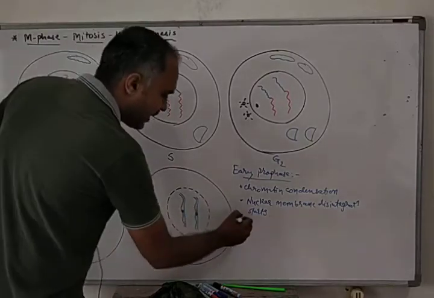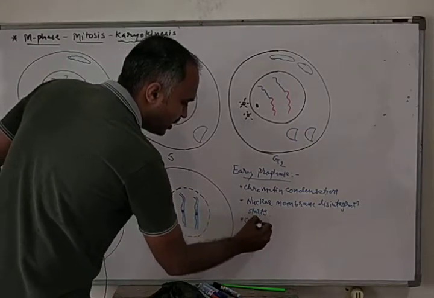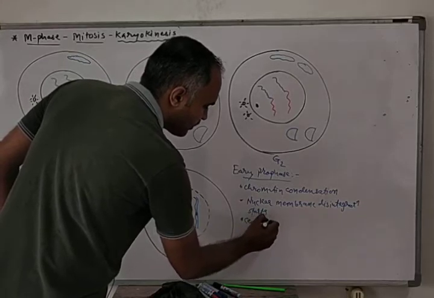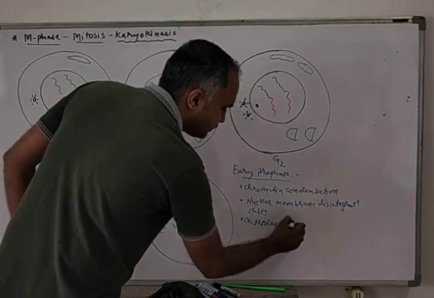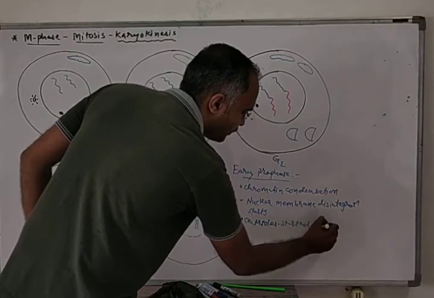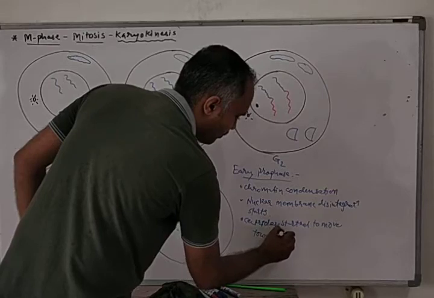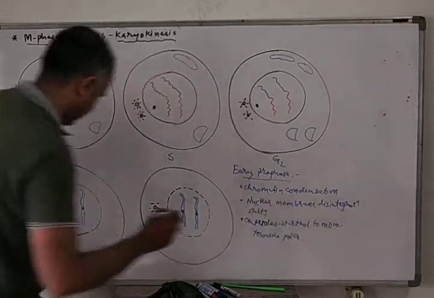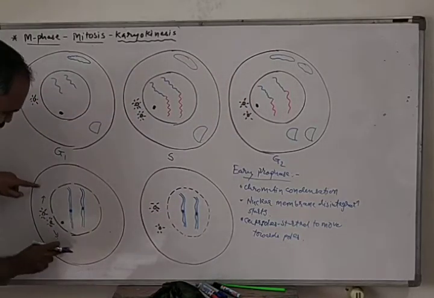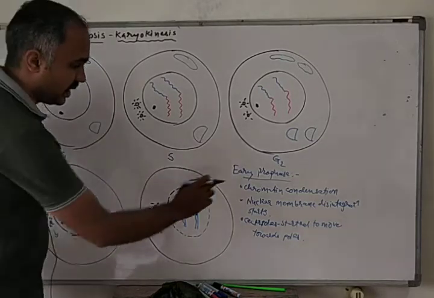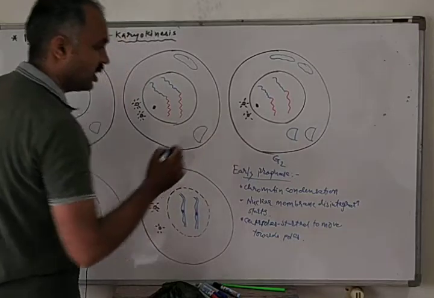Okay, then we will say that centrioles have begun to move towards poles. Okay, this is all about early prophase.